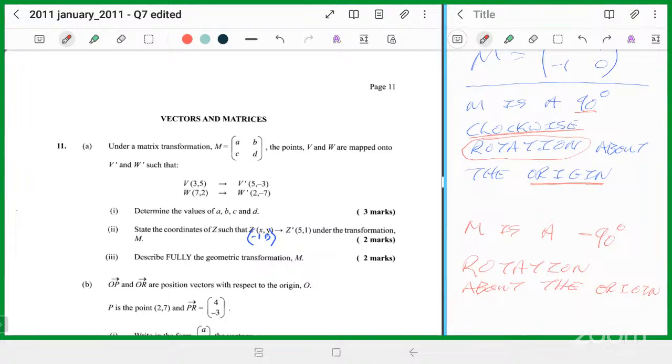Positive is anti-clockwise. Negative is clockwise. Make it stick. It's going to be valid for 1 mark in the exam, and I want you to get that 1 mark. It is set. All right.